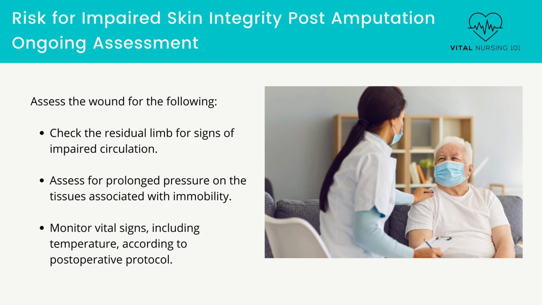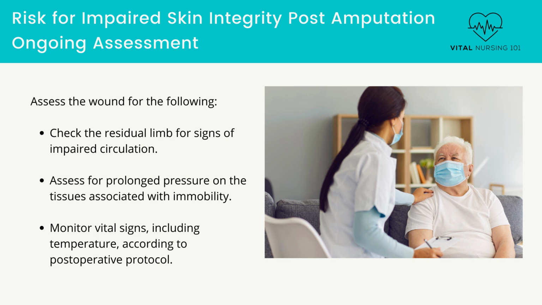Assess for prolonged pressure on the tissues associated with immobility. Non-blanching redness over areas of pressure is an early indicator of impaired skin integrity. Early ambulation will prevent the development of pressure ulcers and contractures from prolonged inactivity. During the early postoperative phase, the patient may have some weight-bearing limitations with ambulation.